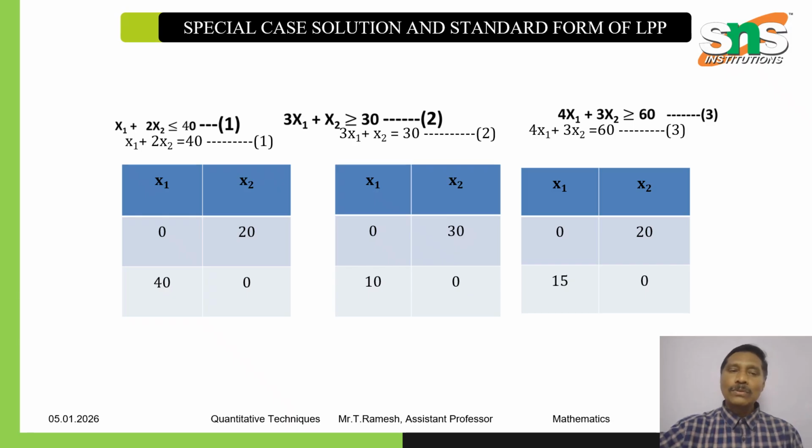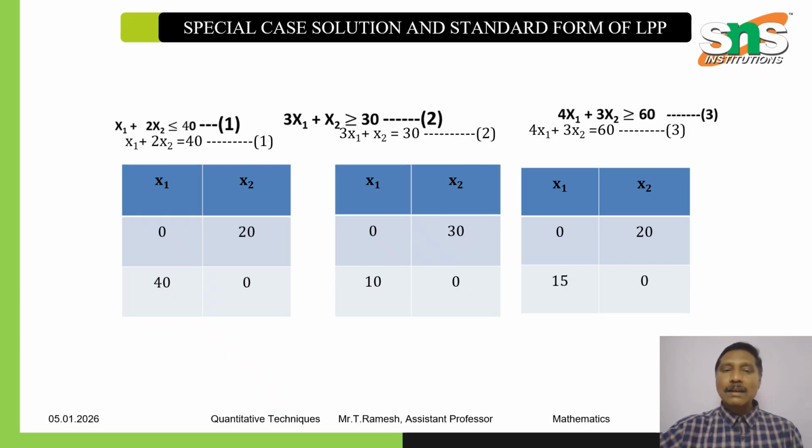If x1 is 0, we get 2x2 is equal to 40. Therefore x2 is equal to 40 by 2, that is equal to 20. From the second, if x2 is equal to 0, then x1 is equal to 40. So we get 40 comma 0. Therefore the coordinate points of the first line are 0, 20 and 40, 0.